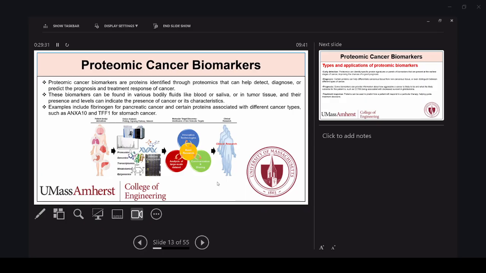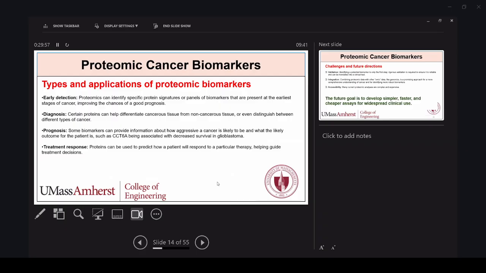Examples include fibrinogen for pancreatic cancer, and certain other proteins. Yeah. So with patient-derived samples and omic analysis, proteomics helped a lot to identify those particular proteins, analyzing large sets of data, utilizing innovative technologies, and finally moving to clinical research.